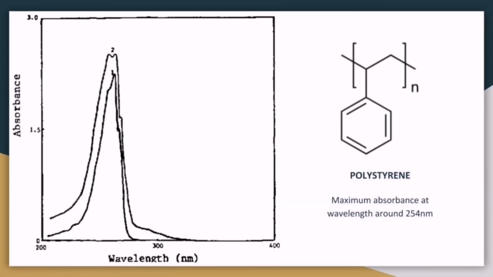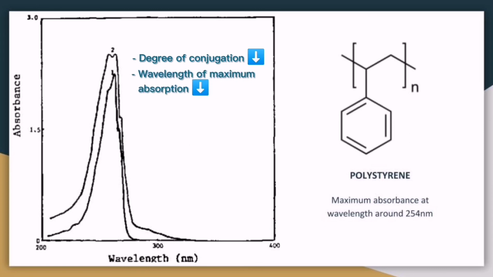Next, look at polystyrene. The maximum absorption is observed at a shorter wavelength, around 254 nanometers. The C=C double bond is opened up to connect with each other to form a polymer. The absence of the C=C double bond results in a decrease in the degree of conjugation in the molecule. From this, it follows that the greater the conjugation, the longer the wavelength of maximum absorption. When the degree of conjugation decreases, a new peak will be observed at a shorter wavelength.